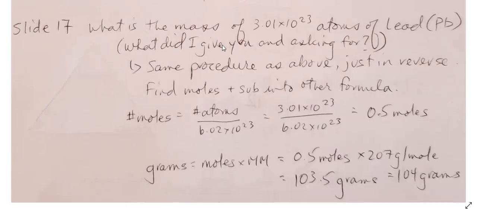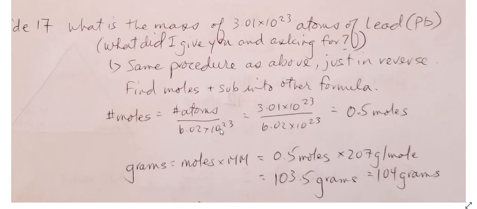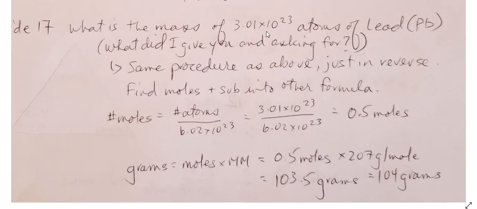Okay, and here is a step-by-step of it. What is the mass of 3.01 times 10 to the 23 atoms of lead? What did I give you? What am I asking for? And you just solve away.